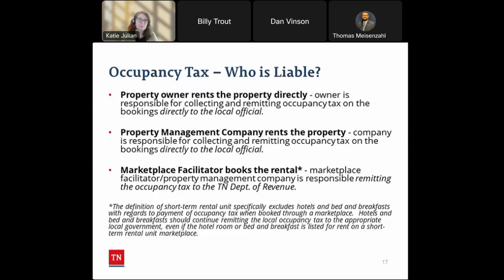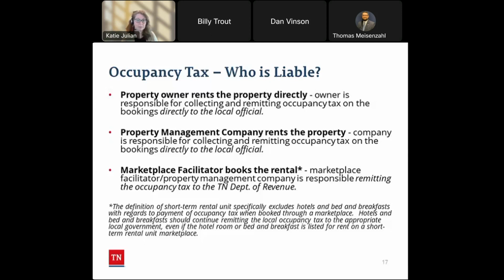Now, I am going to recommend that if you are an owner and you are working with a property management company, I would make that a conversation and just make sure that they are doing that. Now, with marketplace facilitators, so that's your Airbnb, your VRBO, they book the rental. The marketplace facilitator or a property management company, both may be responsible for remitting it to the Department of Revenue. That's where that conversation needs to take place.